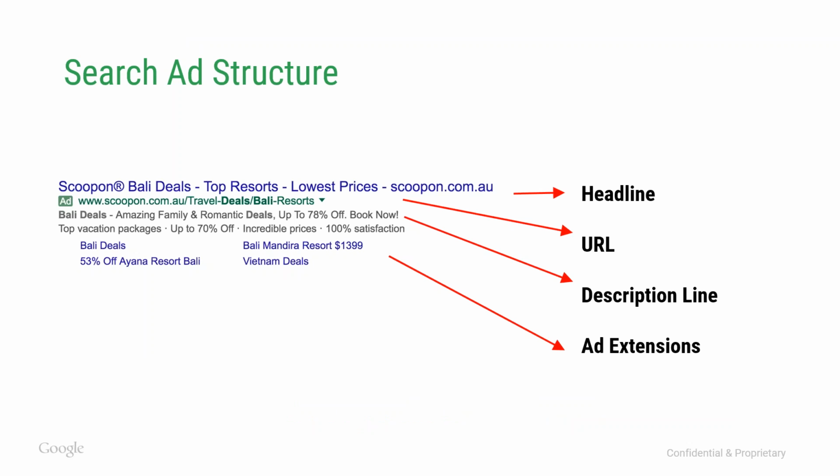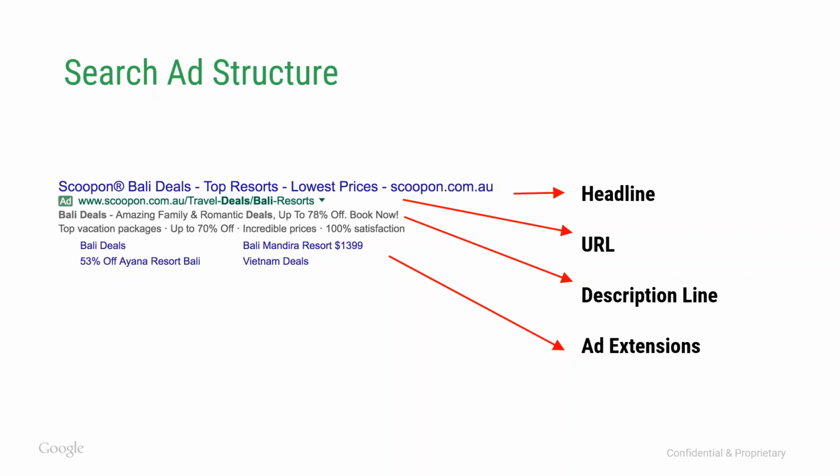Now let's have a quick look at the ad structure. A typical ad would have a headline, a website URL, and a description line, which tells users what your business is about, what the deals are, and which website they would land on after they click on the ad.